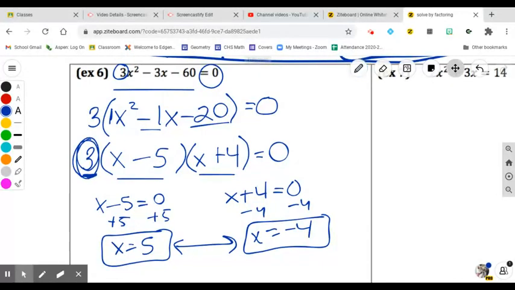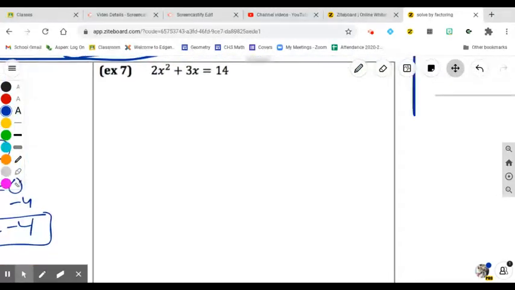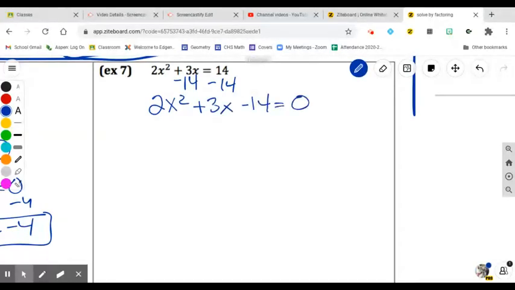So that's example 6. Let's take a look at number 7. For this one, notice that the 14 is all by itself on the right-hand side. So our first step is to move everything over. I'm going to move over that negative 14. So we have 2x squared plus 3x minus 14 equals 0. So I have everything to one side. It's in standard form. So now we have to factor.